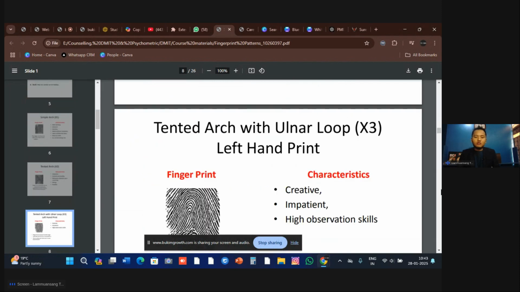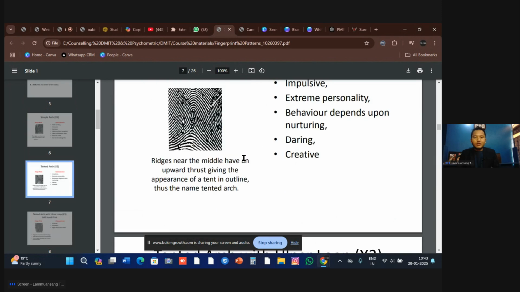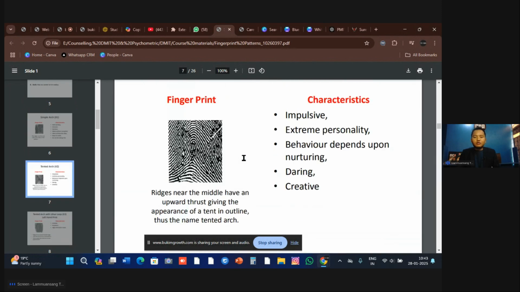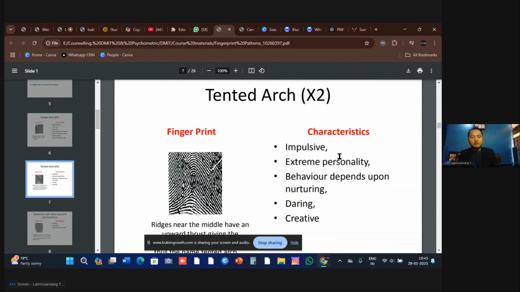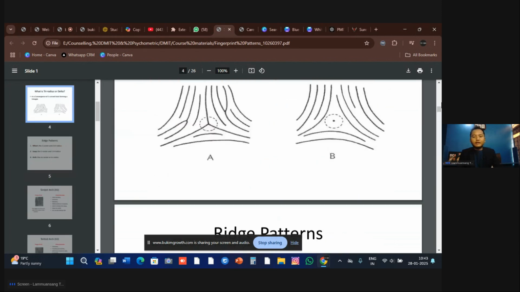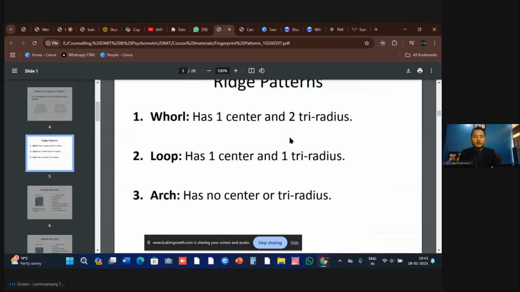Of course, we will start from the beginning. These are left hand prints. Please remember this. In simple terms, we can make it into four. There are 20 different types of fingerprint, but in category there are four categories.